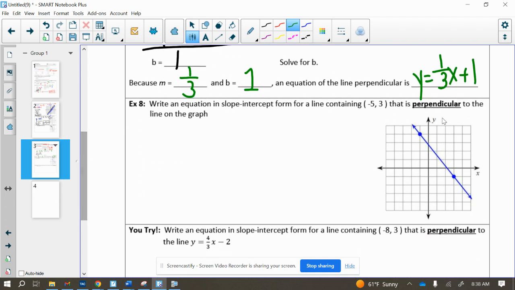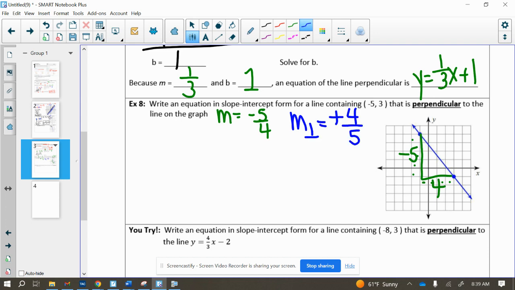Last example we are doing together is coming up with the equation of a perpendicular line from the graph. So here's our original line. We are going down 5. 1, 2, 3, 4, 5. Over to the right, 1, 2, 3, 4 boxes. So our original slope, down 5/4. Now again, we need the slope of a perpendicular line, so it's now going to be +4/5.